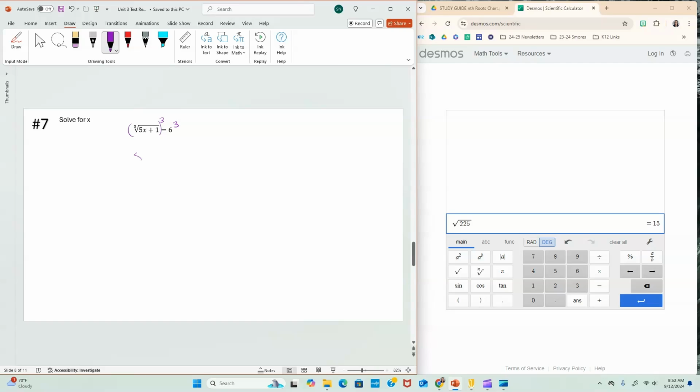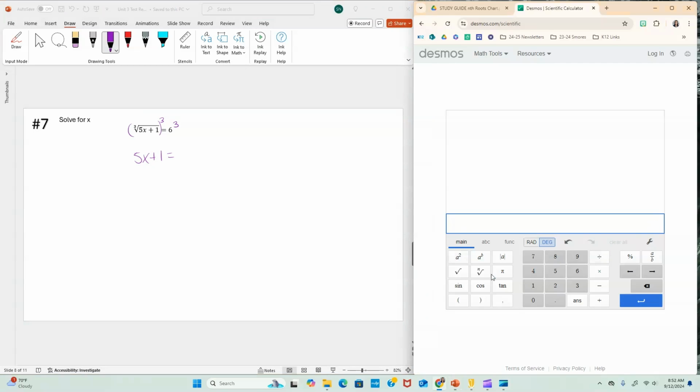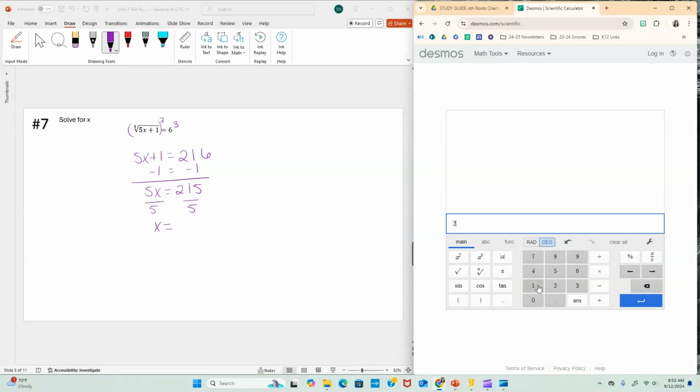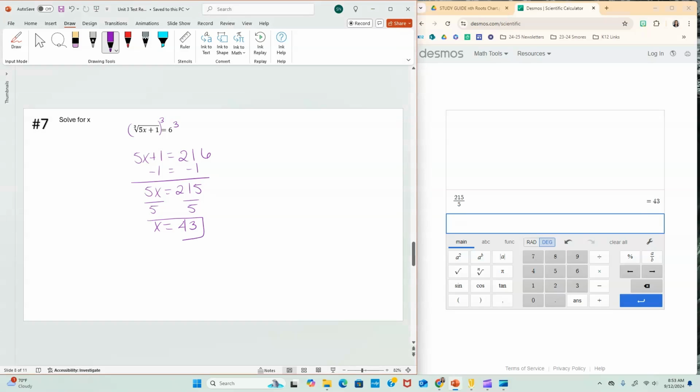So when I do that on the left side, I'm left with just 5x plus 1. And then on the right side, I have 6 cubed, okay? So I can just do 6 and then exponent 3, and that tells me the value, which is 216. Okay, so now I need to solve for x. So I'm going to subtract 1 from both sides. So when I subtract 1 from both sides, I get 5x equals 215. Now to solve for x, I need to divide both sides by 5. So I'm going to go ahead and do that on my calculator. 215 divided by 5, and that's equal to 43. So I have x equals 43. Okay, and that's my solution.